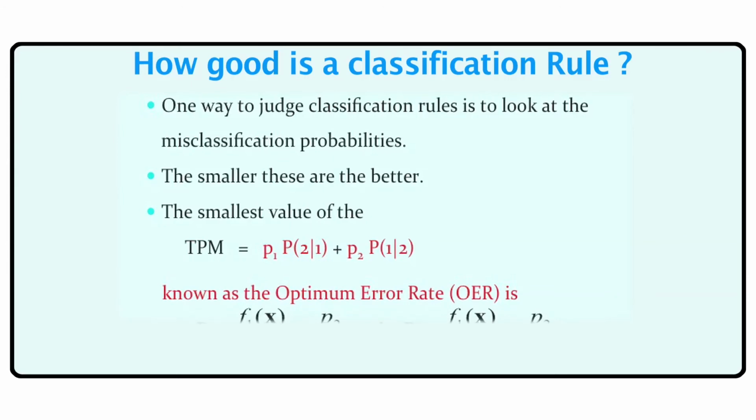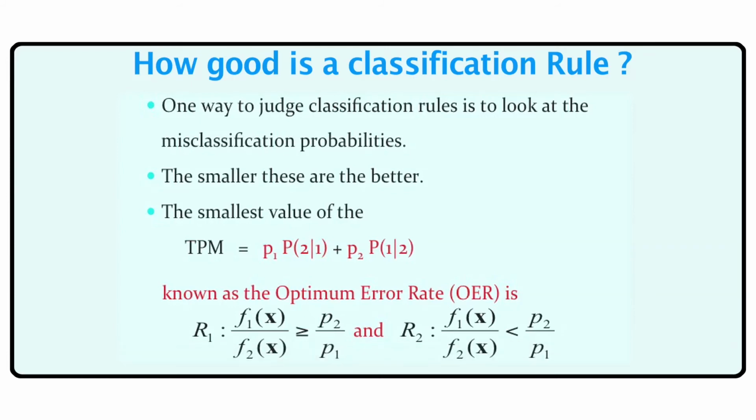This is known as the optimum error rate or OER, and we have seen in the last module that this is given by the region R1, where the ratio of the two densities is greater than or equal to the ratio of the two prior probabilities. Mind you, the cost is not involved here and therefore the costs are taken to be equal. And R2 is the complement set of R1.